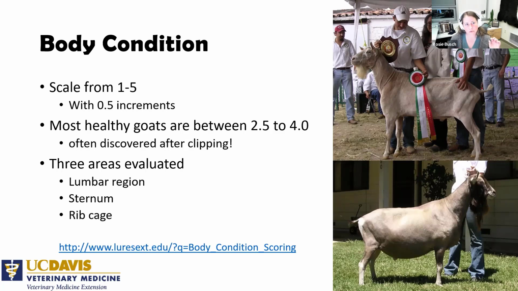Most healthy goats are between 2.5 and 4, and this can vary depending on where they are in their production cycle. Even like this example in bucks, if they're in rut, they may be a little more fleshed out, and at the end of season they tend to be a bit leaner. That can be normal for one animal. So just remember that throughout a year their condition might change a little bit, but make sure they're within that range of 2.5 to 4, that happy place.